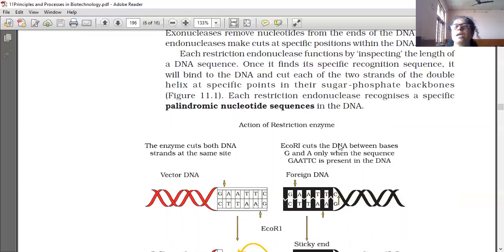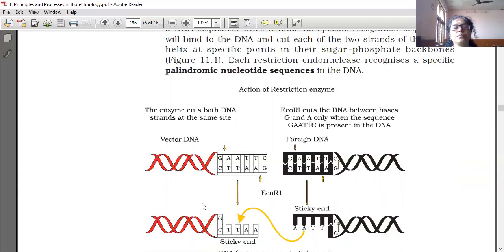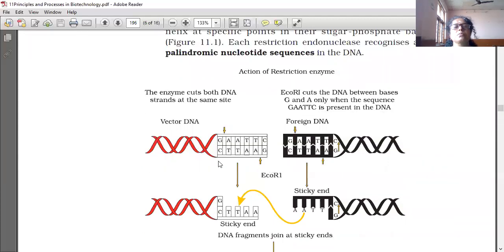Here, EcoRI cuts the DNA between bases G and A only when the sequence GAATTC is present in the DNA, foreign DNA. So EcoRI cuts here, and here also it is cutting. See, TTAA, and these two ends are called sticky ends.